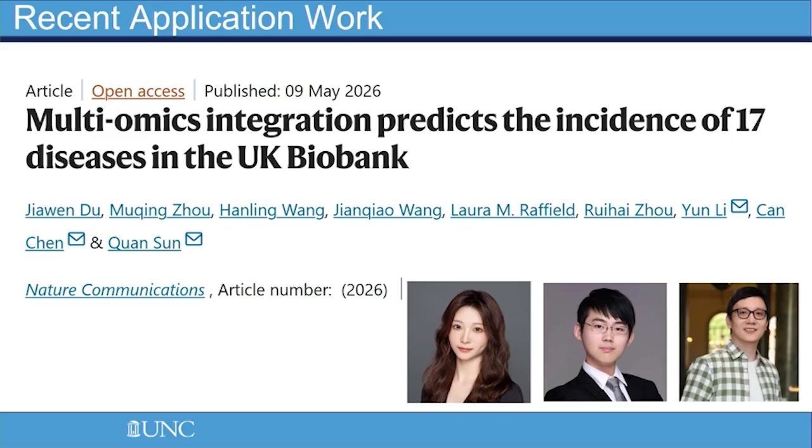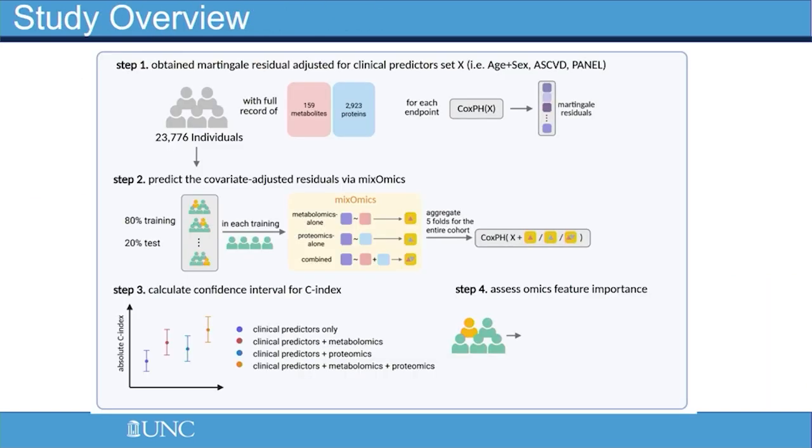And this work was just published actually over the weekend. My student Jia Wendu did most of the work, co-led by my former student, who is now faculty at Penn, and my colleague, Chen. As a brief overview of the study, we started with over 20,000 UK Biobank participants. As I mentioned earlier, we have the metabolites data from the Nightingale panel. After QC, there are 159 metabolites. And then UK Biobank has proteomics data from the Olink array. After QC, we have almost 3,000 proteins.